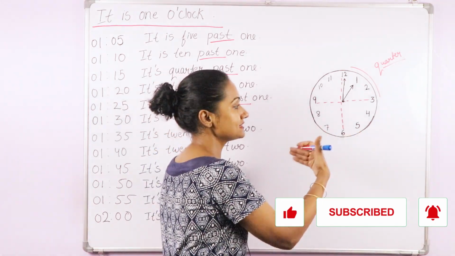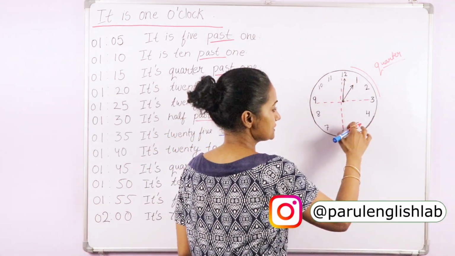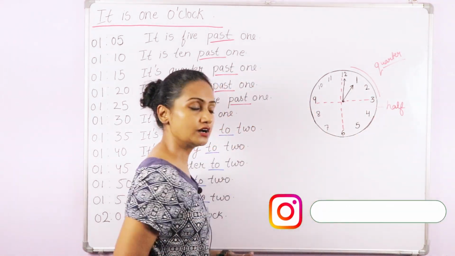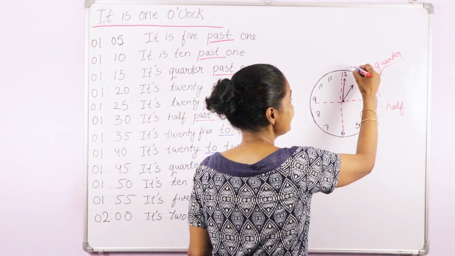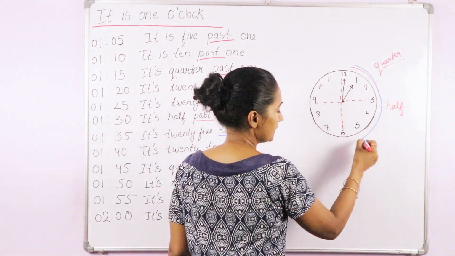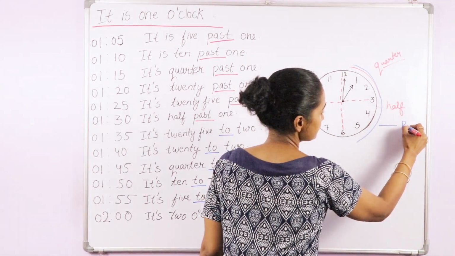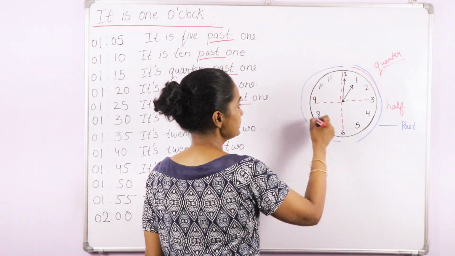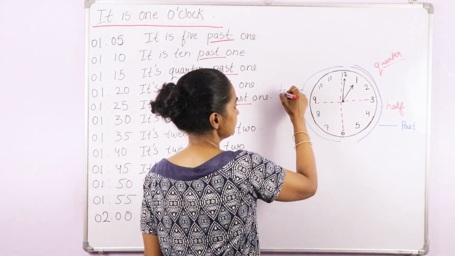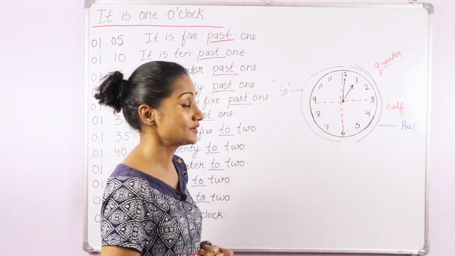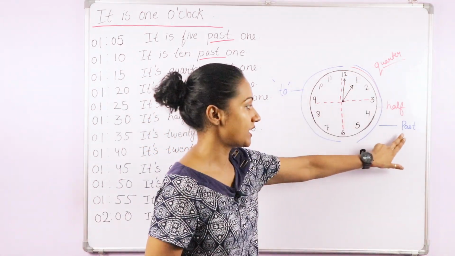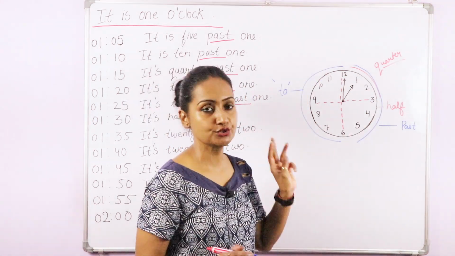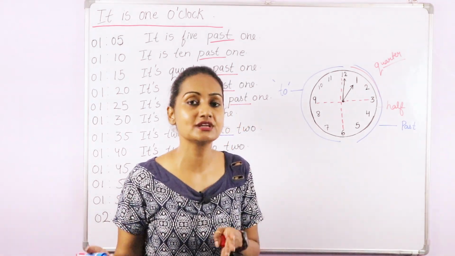Now if I divide it in 2 halves, then this is a half. Okay, and this is also a half. Now this half is past. Okay, and this half is to. This you will understand now. So this half is past. For this half we will use past, and for this half we will use to. Okay, so these are the things that you need to keep in mind.